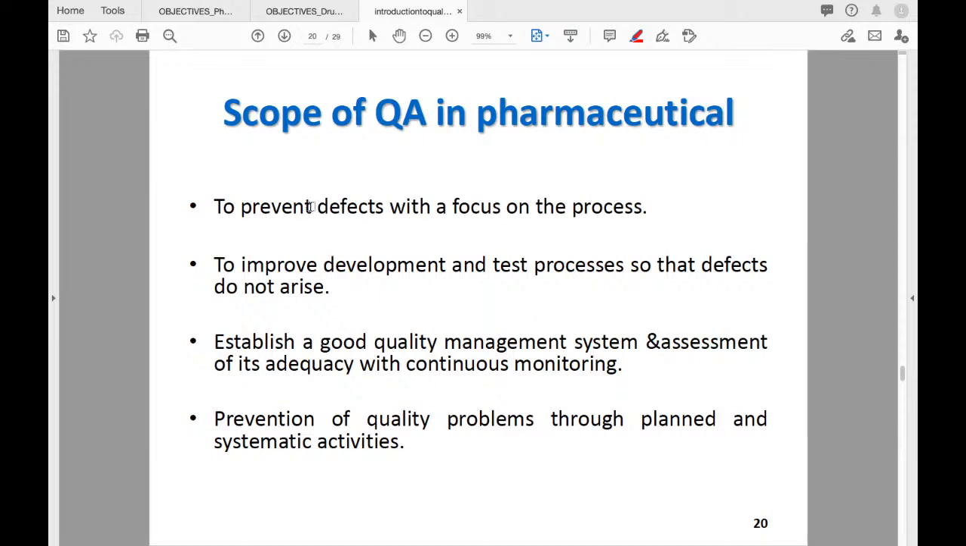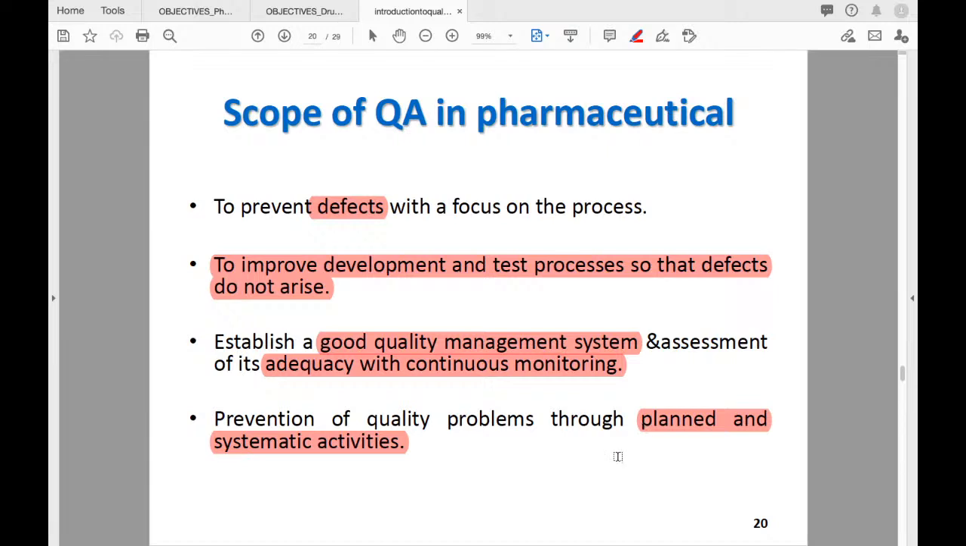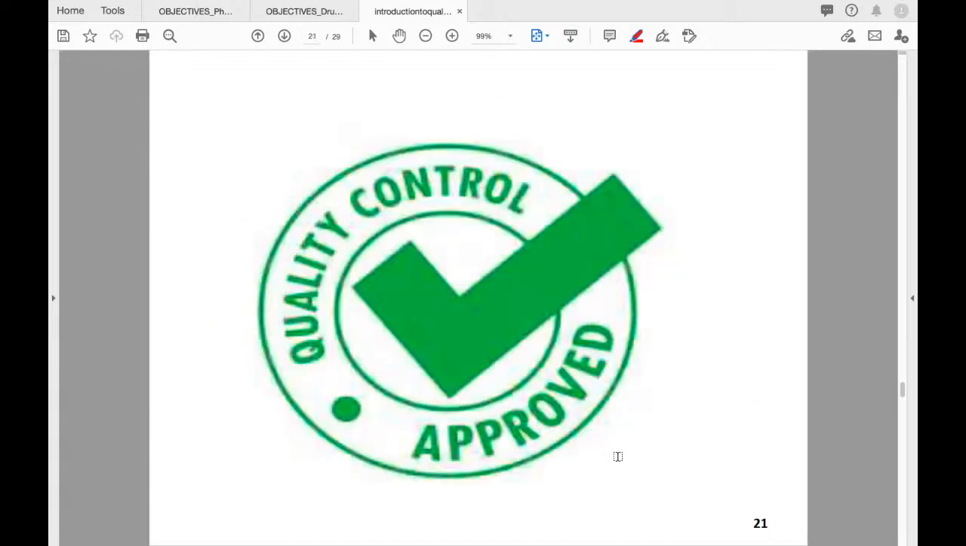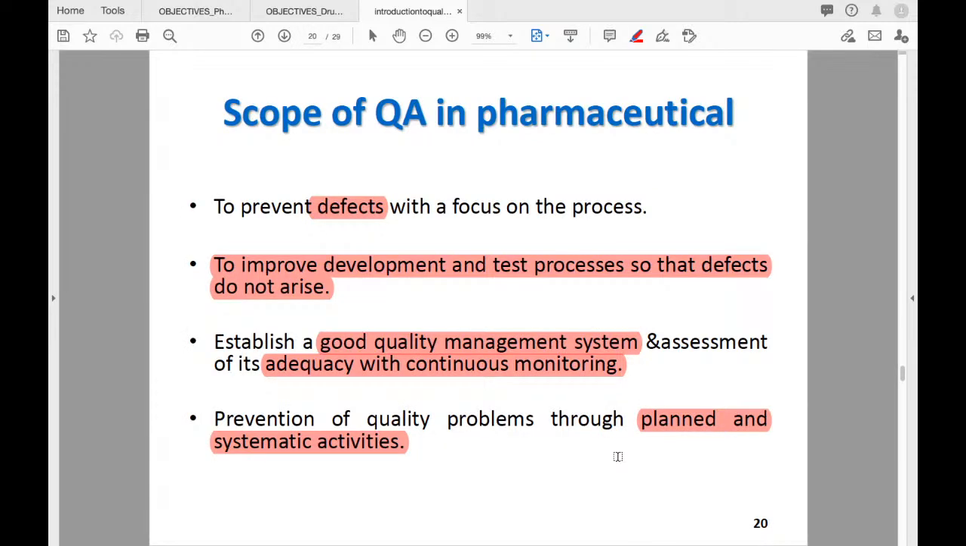So basically it's there to prevent defects with the focus on the process, so that there should be no defects in our market, and to improve development and test processes so that defects do not arise, and establish a good quality management system and assessment of its adequacy and continuous monitoring, and prevention of quality problems through planned and systematic activities. So this was all about quality assurance.